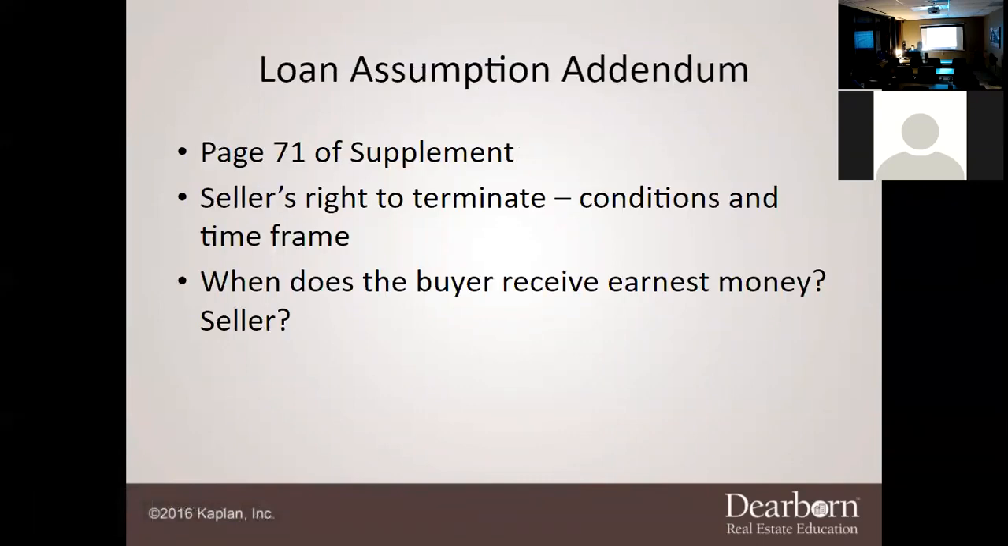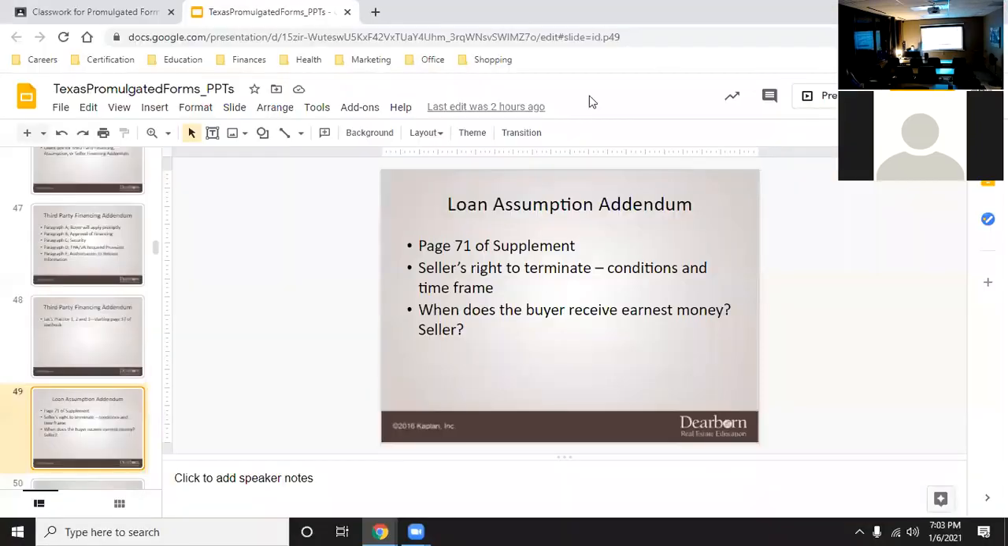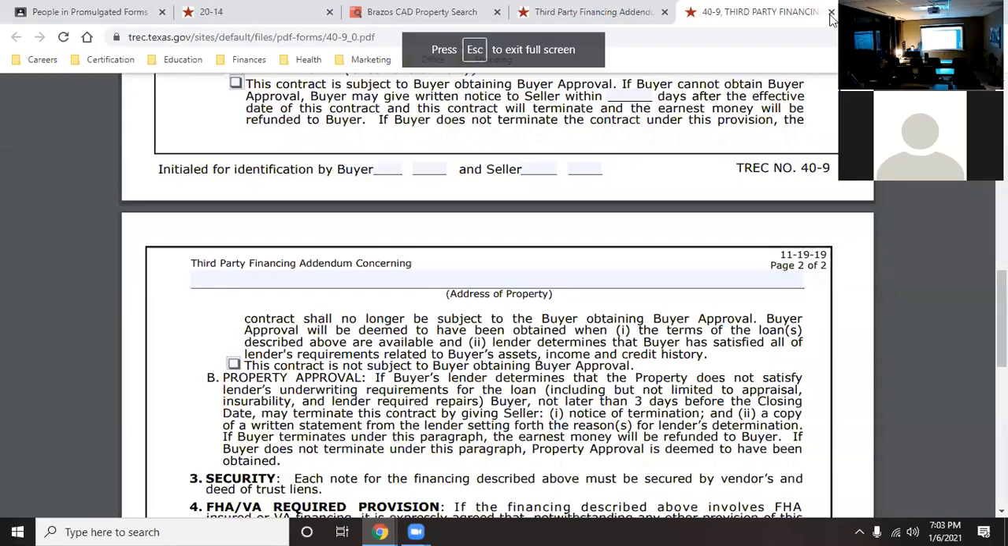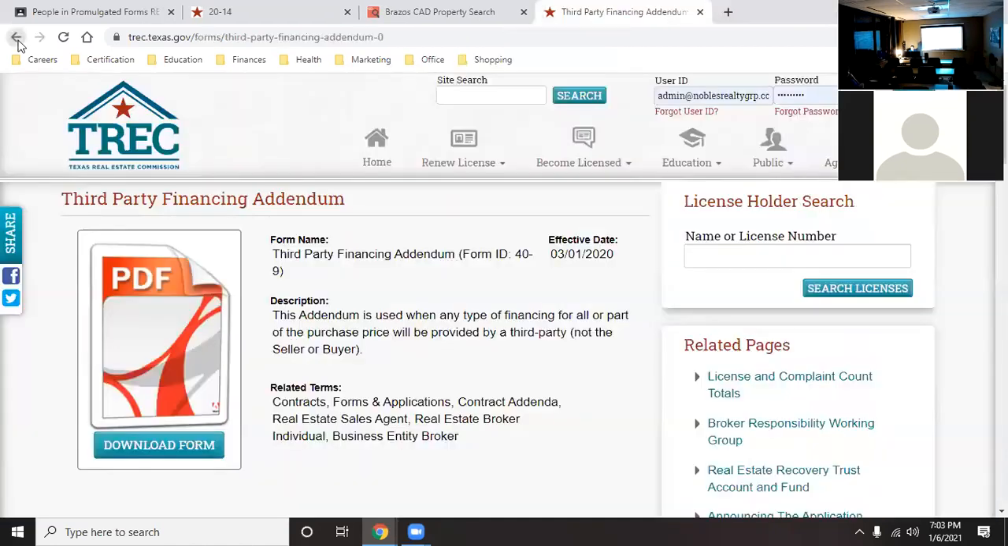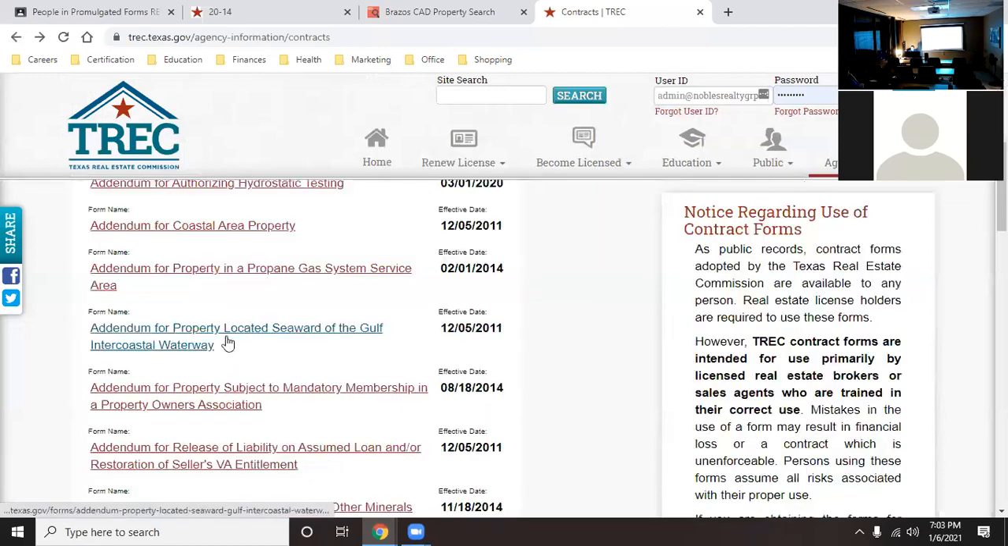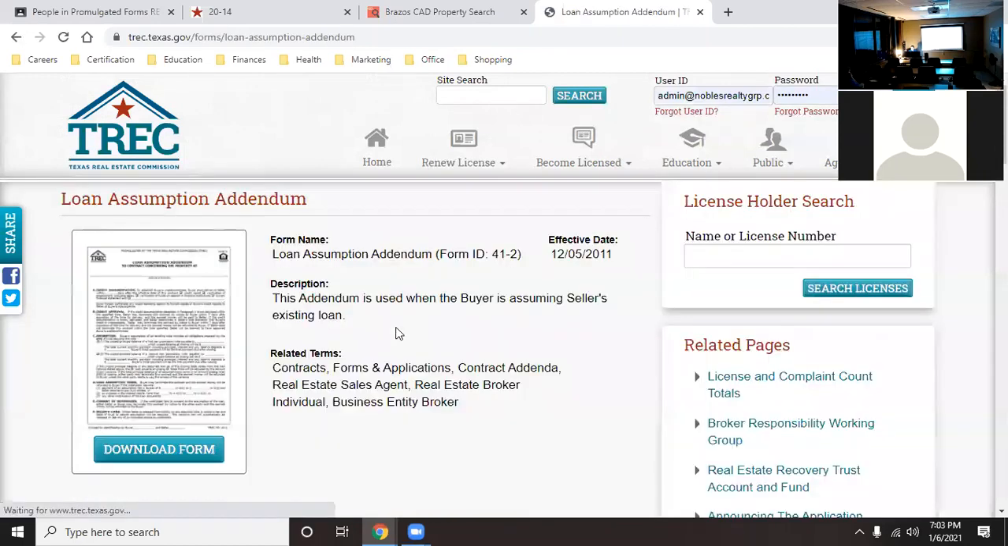In the loan assumption, okay, this is also going to end up being an addendum. It's the seller's right to terminate conditions in their time frames, and who or when does the buyer receive their earnest money and the seller. Okay, when you go to your loan assumption addendum, and I'll tell you just from dealing with this for a while. Let's go back out of this one. Let's go over here. Loan assumption.